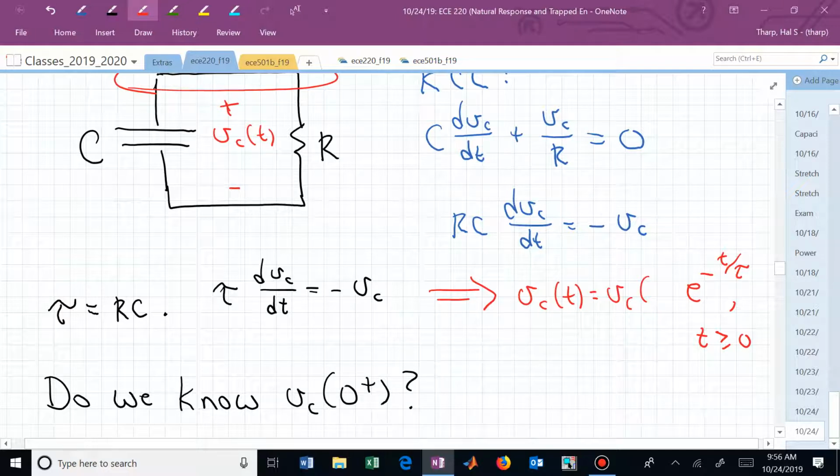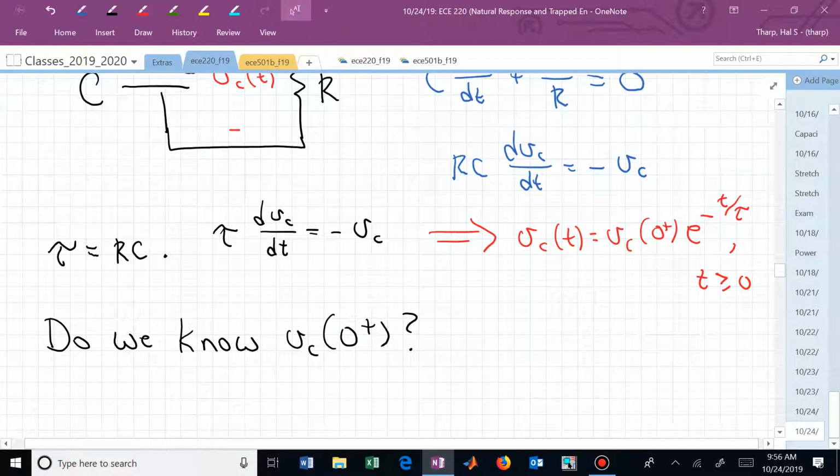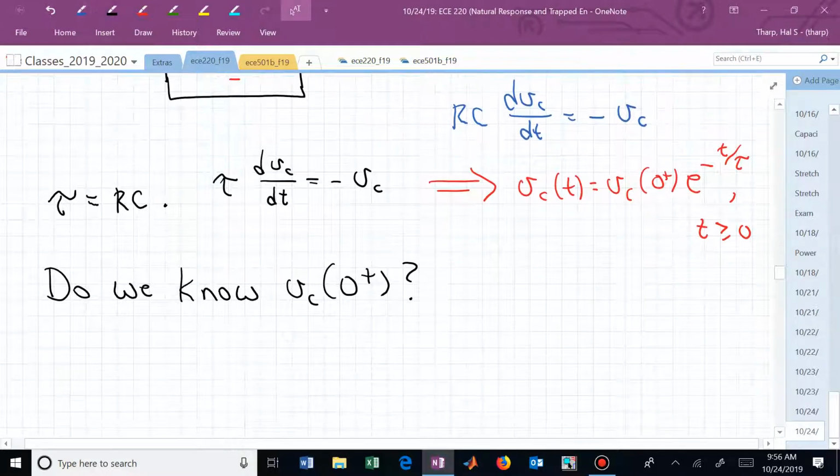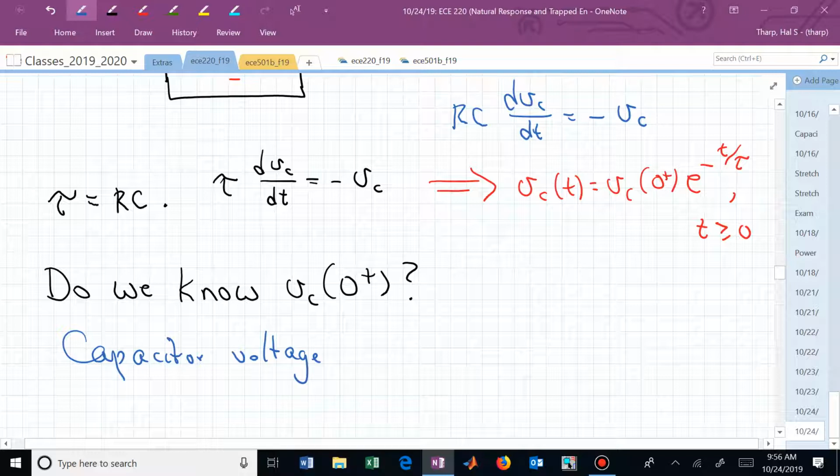And I tried to communicate that we did know v sub c of 0 plus. What's the rationale for saying that we know v sub c of 0 plus? What do we know about the capacitor voltage? It's continuous. So now we do know v sub c of 0 plus, the capacitor voltage remains continuous.